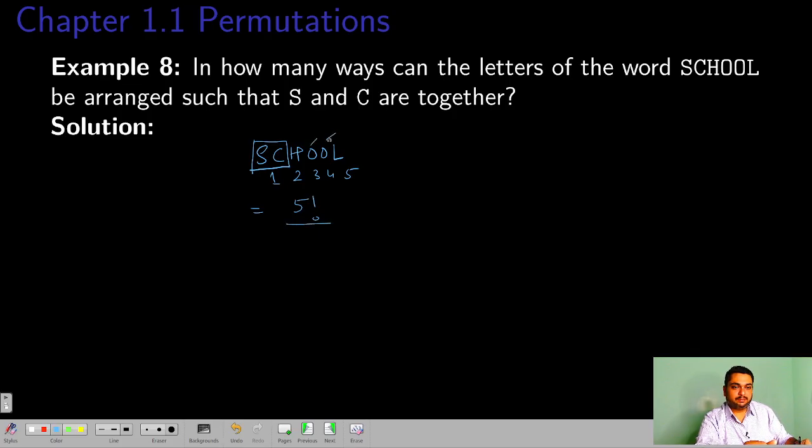Now there is a repetition here, double O. So divided by 2 factorial. Now it is not done yet. Into, because S and C are together, but they are not saying S followed by C. It can be C, S also. That's why we have to multiply, right? This is one combination among these combinations. So there are two possible combinations. So this is to multiply by 2. So answer is 120.